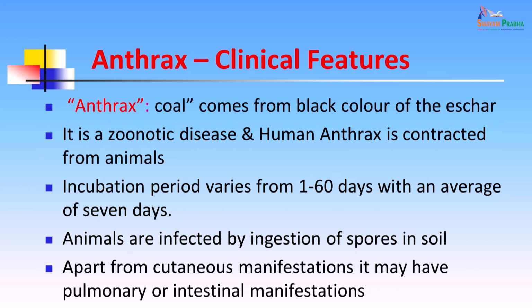Now, what exactly is anthrax and how does it normally present? The word anthrax comes from the Greek word for coal, which refers to the black color of the eschar. It is a zoonotic disease, and human anthrax is usually contracted from animals. The incubation period can vary from 1 to 60 days, with an average of 7 days in most patients.